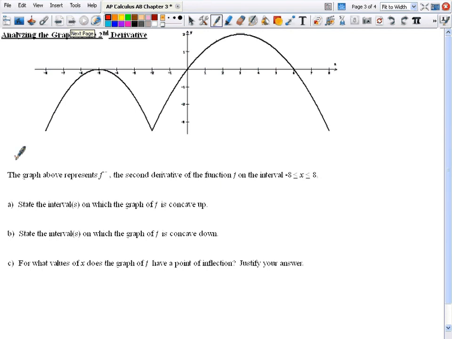Just one interval from 0 to 6. And state the intervals on which the graph is concave down. It's concave down from -8 to -5, from -5 to 0, and from 6 to 8.